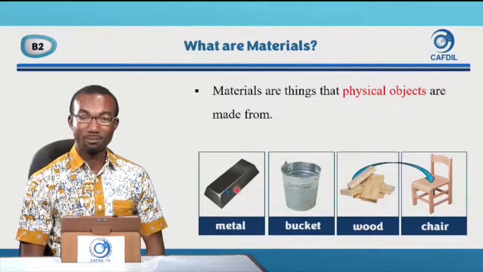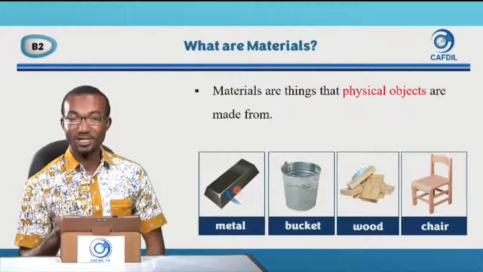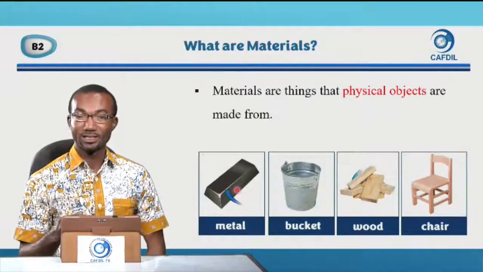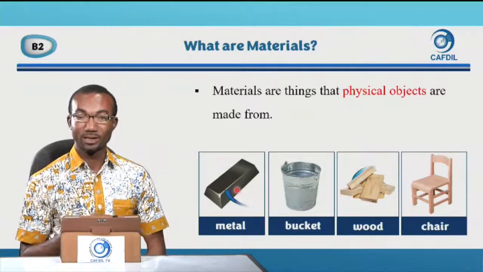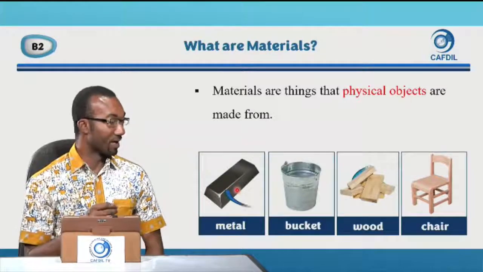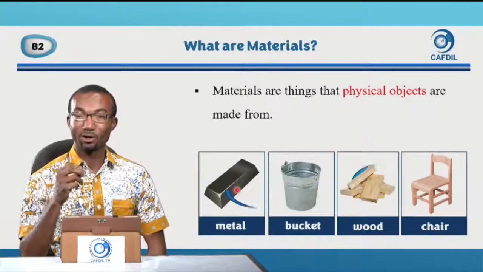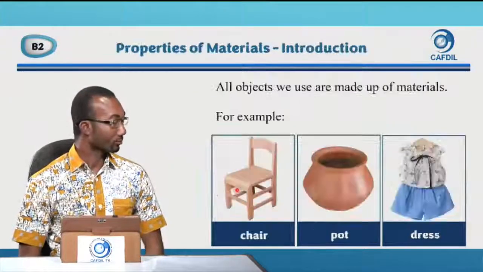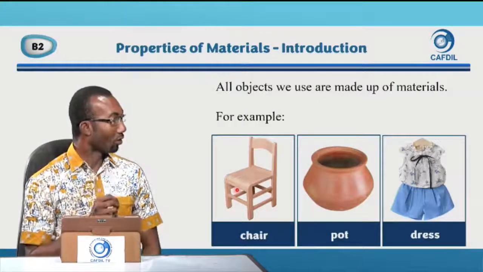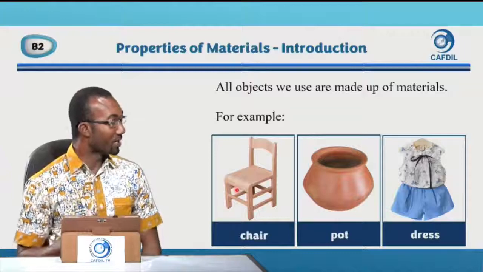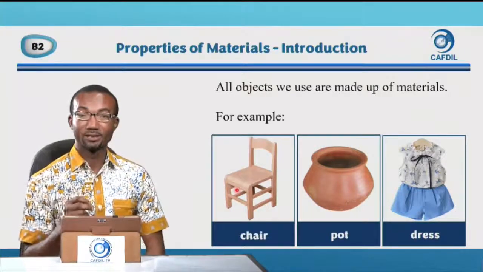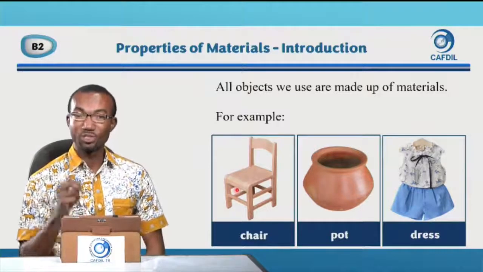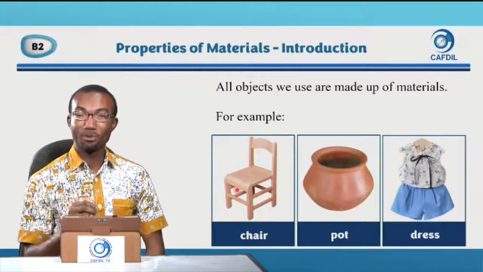The metal is a material, and we get a physical object such as buckets from metal. Wood is a material, and we get a physical object such as a chair from wood. All objects we use are made up of materials.